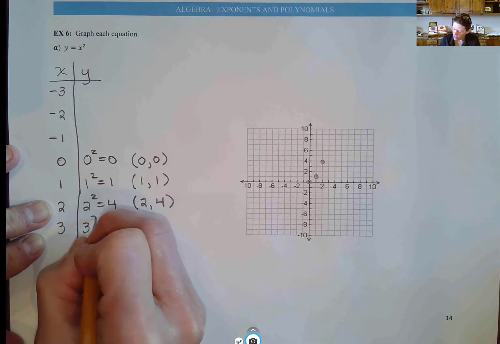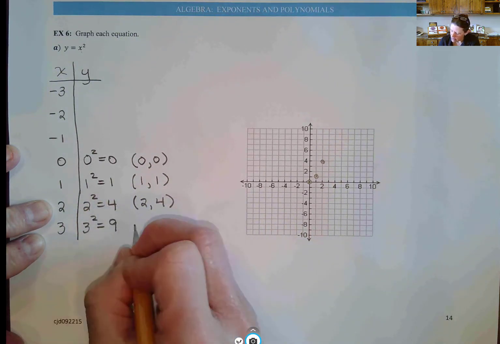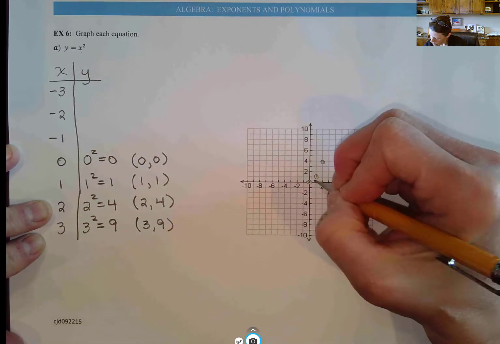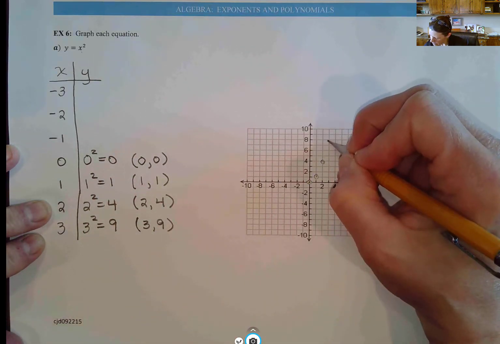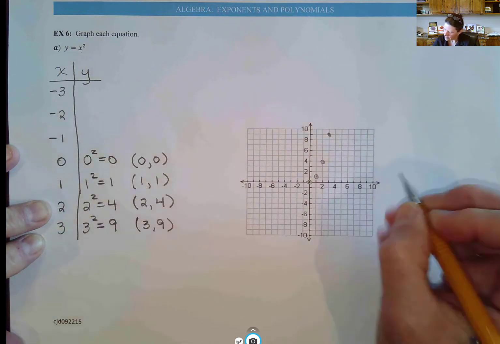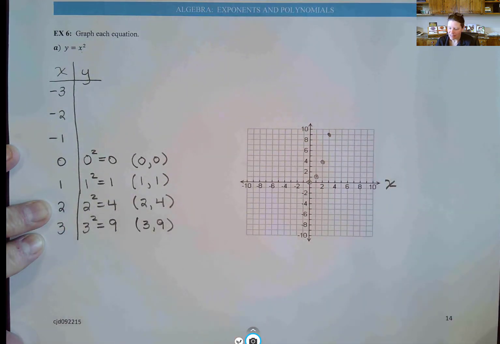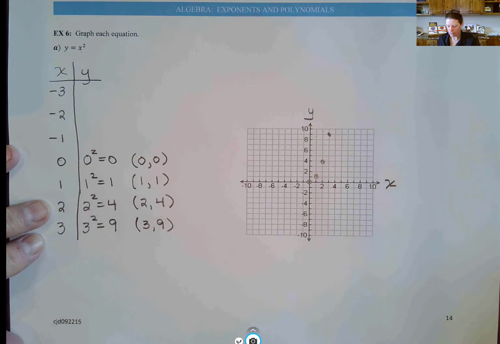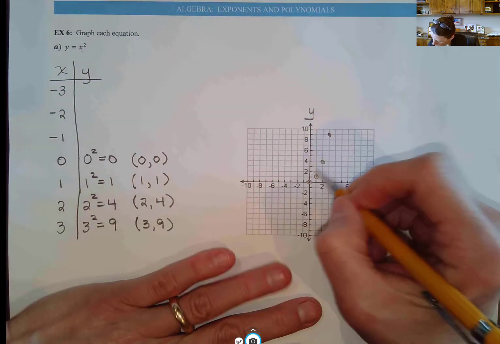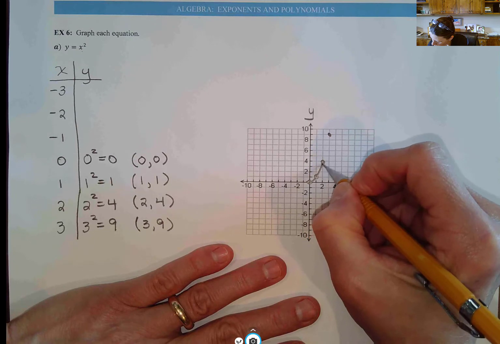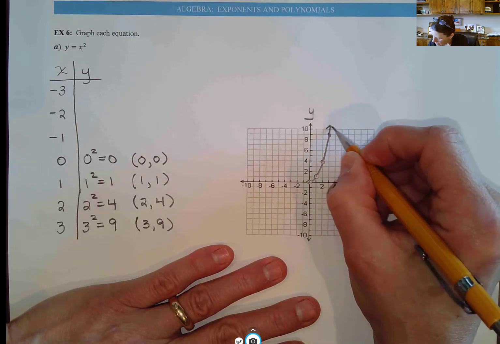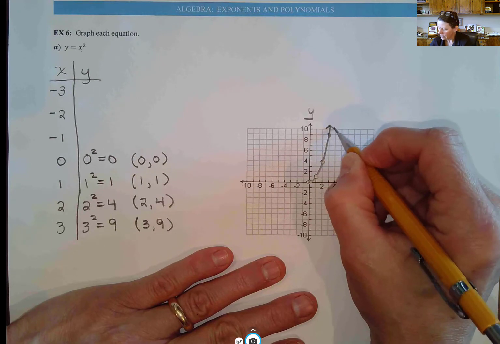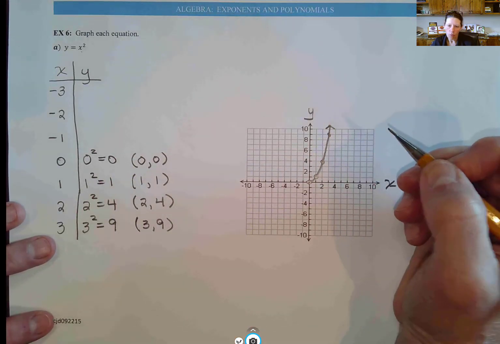If x is 3, y is 3 squared, or 9. And there we see the ordered pair 3, 9. So 3 on the x-axis, up 9 units on the y-axis. Okay, so this horizontal axis is our x-axis. That vertical is our y-axis. So if we connect these points with a smooth curve, we see a nice curve over here to the right that's increasing, and we could continue to plot points, but that's enough.